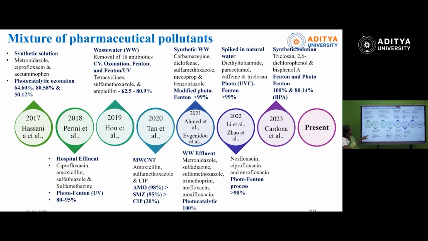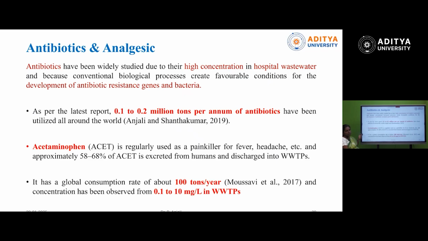Okay, so far I explained the antibiotic and analgesic analysis. Why do we need to focus? So far we discussed PCs: what is the classification, what is the group. PCs contain different groups, such as antibiotics and analgesics. In that, we have also discussed the occurrence, the concentration, and what different chemical treatment methods are available, and why we need to focus particularly on these two groups, antibiotic and analgesic.